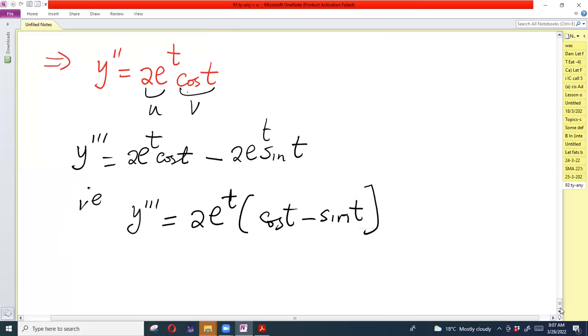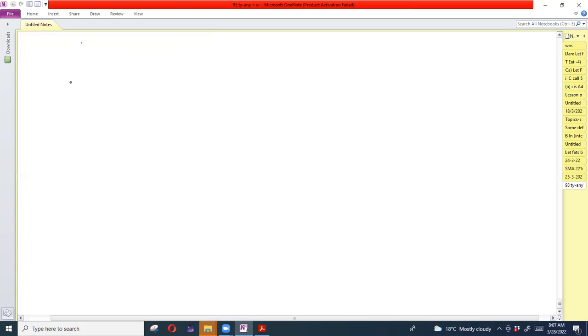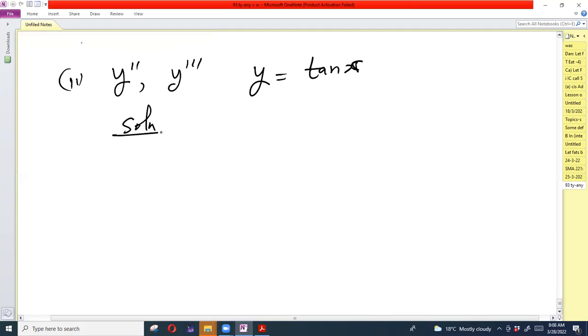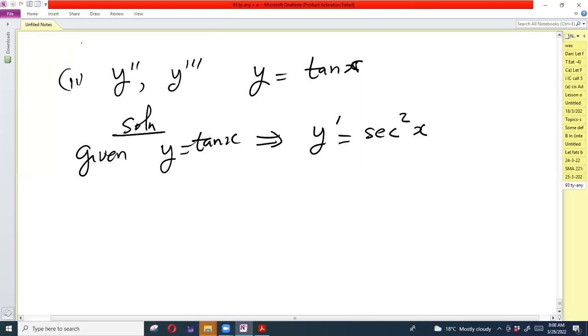Second part, we want the second derivative and third derivative when the function is tan of x. So solution. Given y equals tan x, then we know that y prime is given by sec squared x.